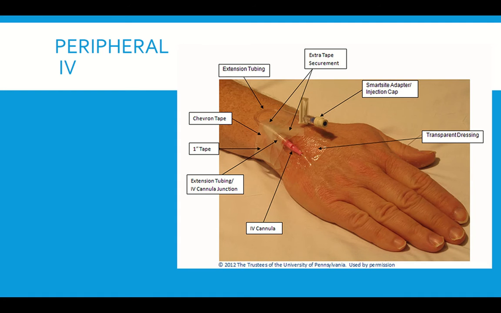Here's an example of a peripheral IV. I picked this picture once because I think it's funny that the IV is inserted the wrong direction. IVs are always inserted pointing towards the heart. We always start distally and move proximally for IV starts.